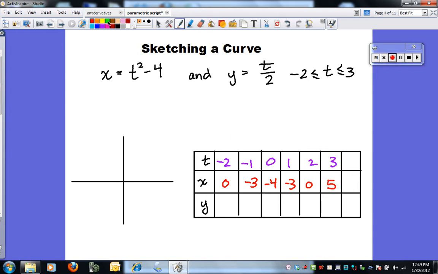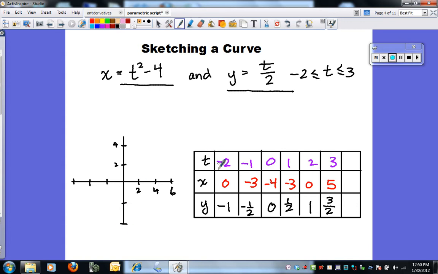And for y, we will get the values negative 1, negative 1/2, 0, 1/2, 1, and 3/2. And we got those values from plugging our t values into both this equation and this equation, the parametric equations. Now when we plot those, we're going to plot them on here. Make this 2, this 4, this 6. Make this 2, this 4, and then the negatives over here, and then down here the negatives.